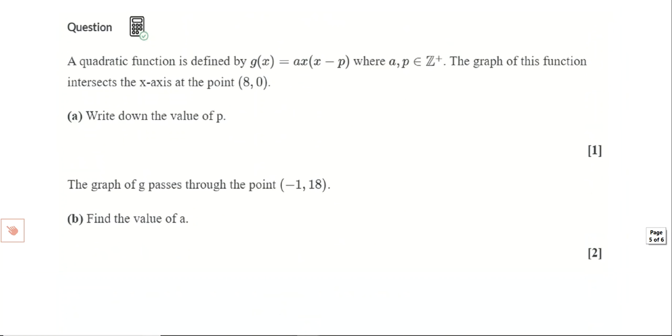Same sort of stuff though, can you see? G passes through the point. I'm going to use it here.